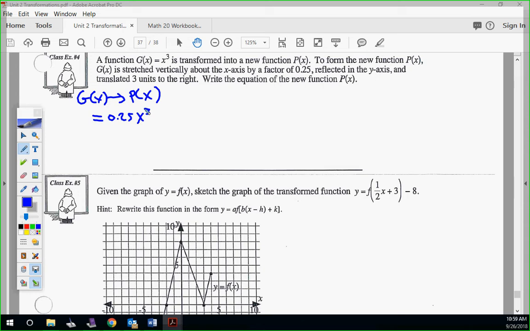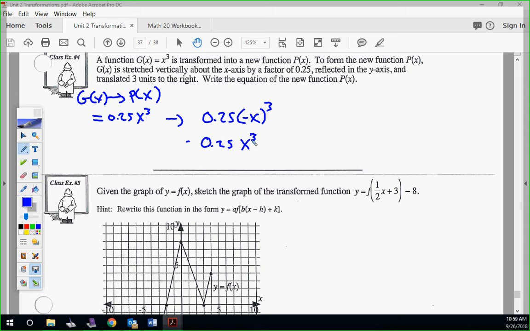It is reflecting over the y-axis, so what's that going to do? That's going to make it 0.25 negative x cubed. And what does that do? If you're cubing a negative, what happens? It's a negative now, so we can write this out here. So it will be a negative x cubed when you cube a negative.